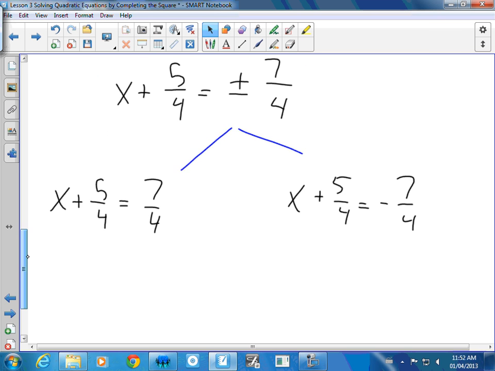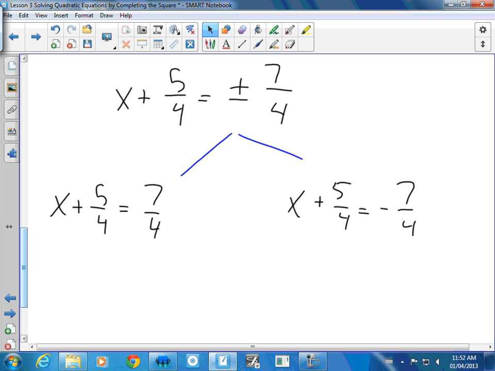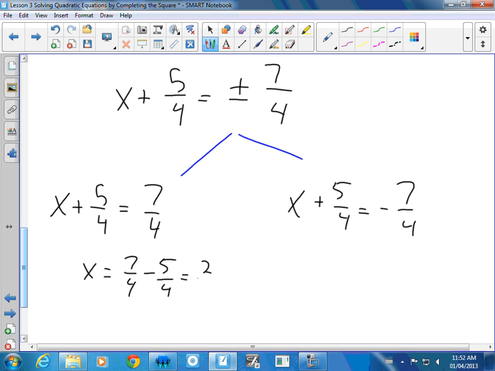I know I'm booking along here, guys. So x equals 7 over 4 minus 5 over 4, which is what? What's 7 minus 5? 2 over 4, which is half. Is that correct? Was that supposed to be one of our answers? Yeah. This one is x equals negative 7 over 4 minus 5 over 4, which is negative 12 over 4, which is negative 3.